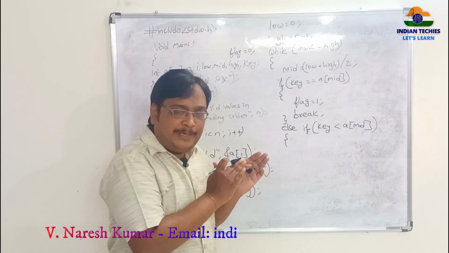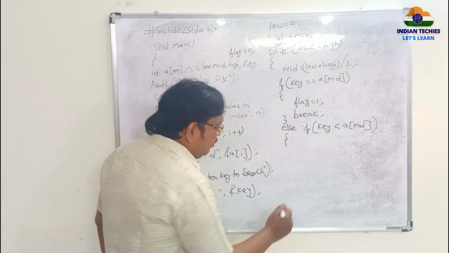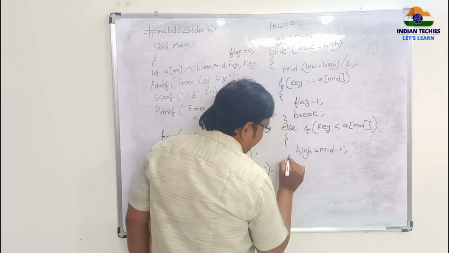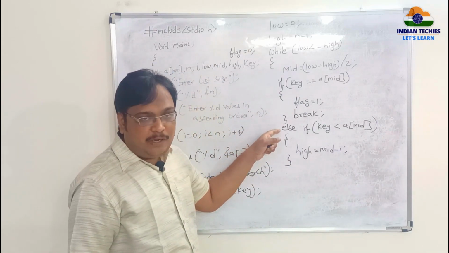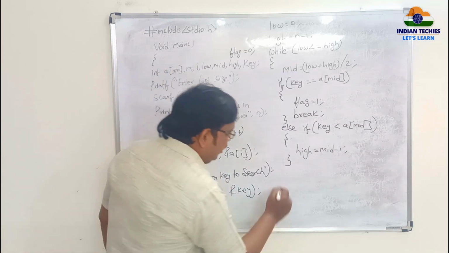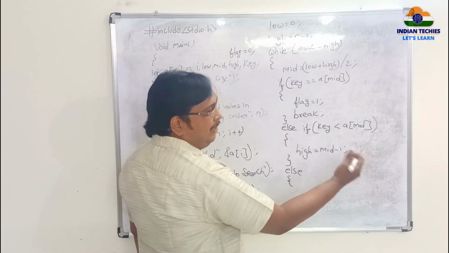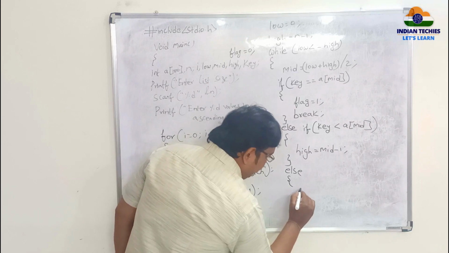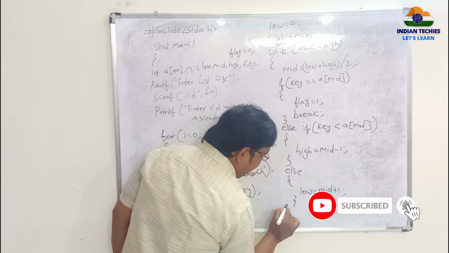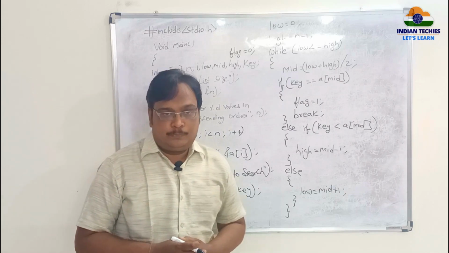So less than a of mid means what is the meaning? So left side what will be there? Low will be there, but high will not be there. So create high value, that is high is equal to mid minus 1. Suppose even this condition is also false, then obviously what is the meaning? The value will be, if it is there, it will be towards the right side. So you no need to check the condition, directly write else. In right side, what will be there? High value will be there, low will not be there. So low is equal to mid plus 1. Close else and close loop.